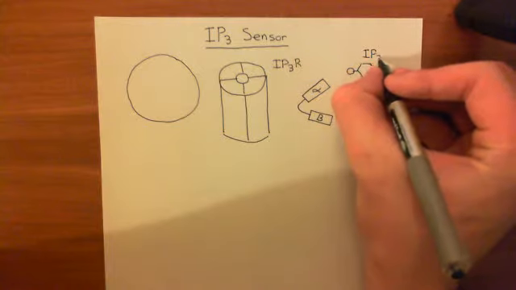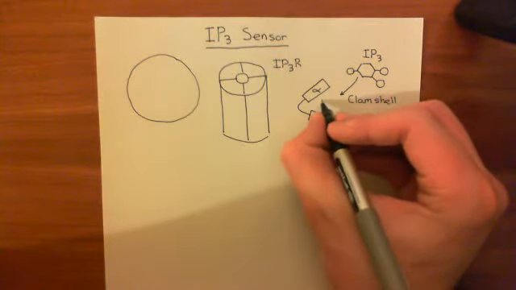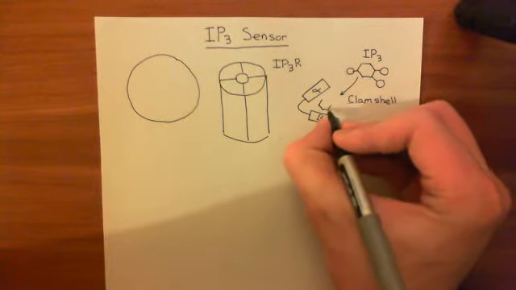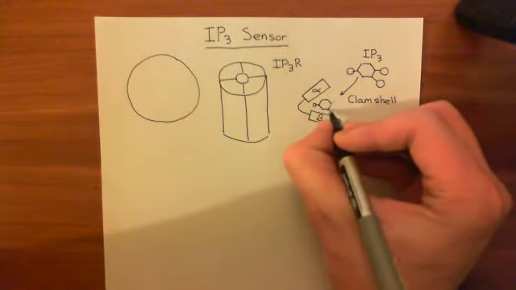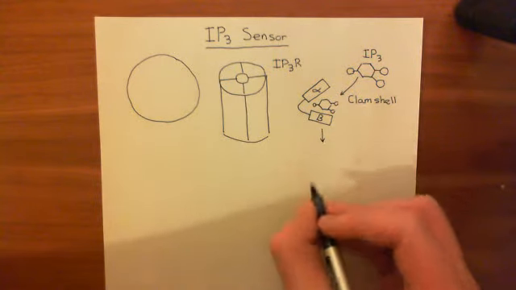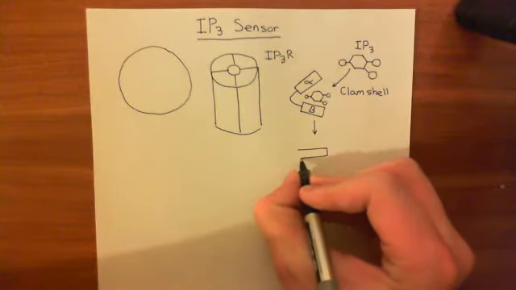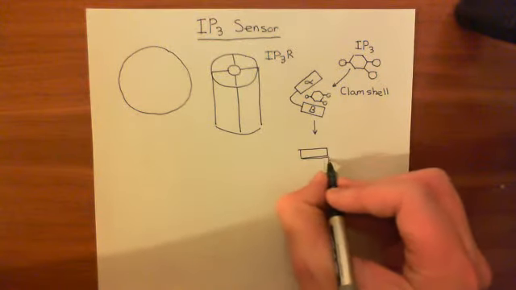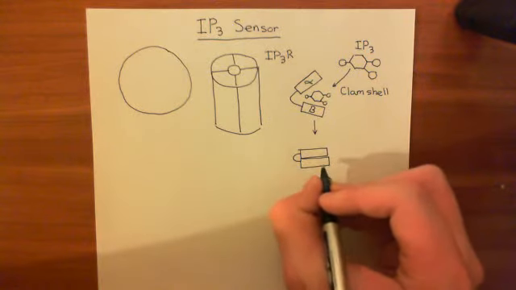So basically, when our IP3 comes into this IP3 binding domain here, the alpha and the beta subunits will close around the IP3 molecule. So it will close like so. You'll get a closure. You'll bring these alpha and these beta subunits very close together, and it closes around the IP3.